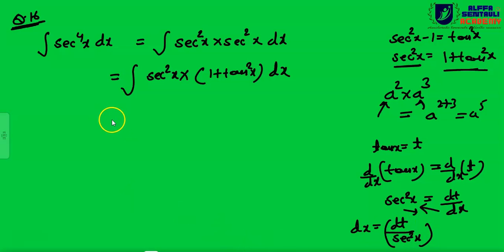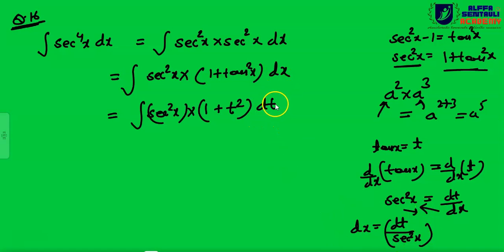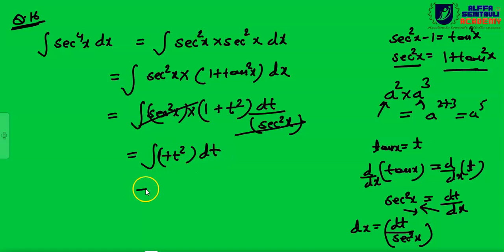Correct? So now, beta, this sec square x will be written as it is, and this can be written as 1 plus t square. In place of tan x, because we have assumed tan x is equal to t, I have to write t, so this will be t square. And we have to replace dx in terms of dt, so dx is nothing but dt upon sec square x. So one sec square x and one sec square x will get cancelled out and we are left with 1 plus t square into dt.